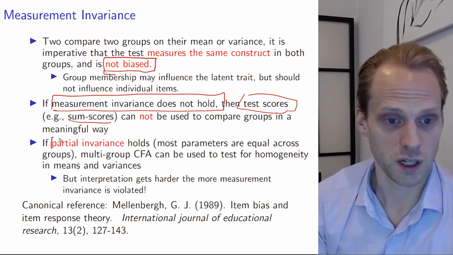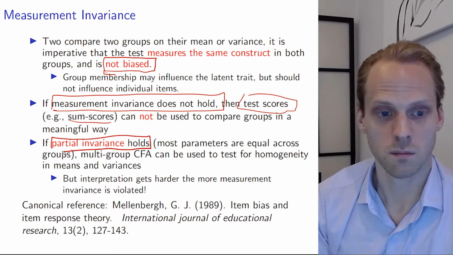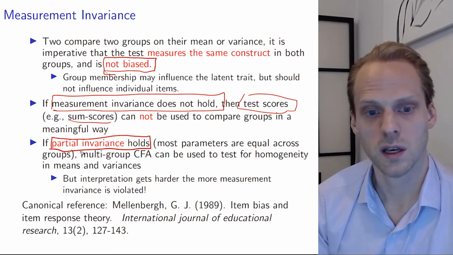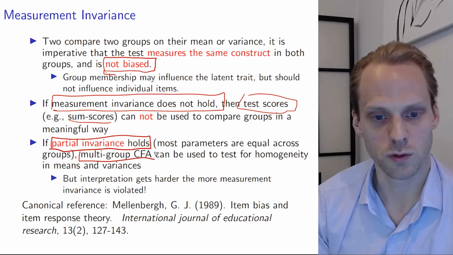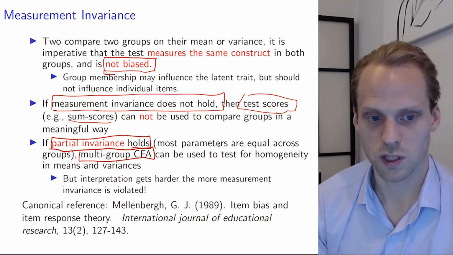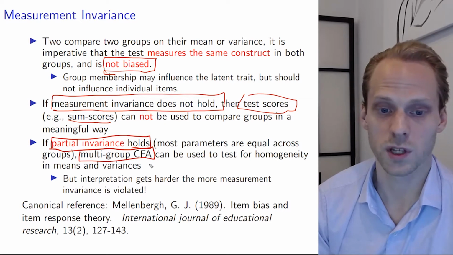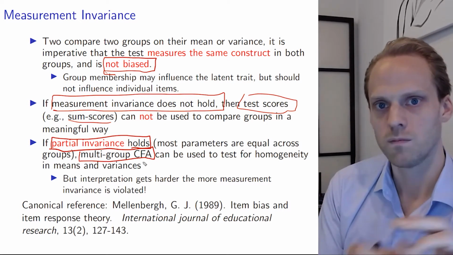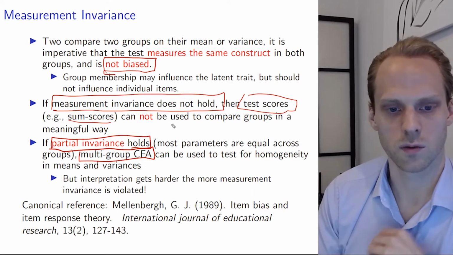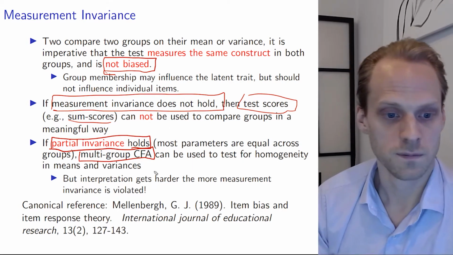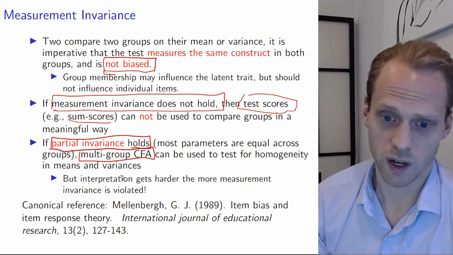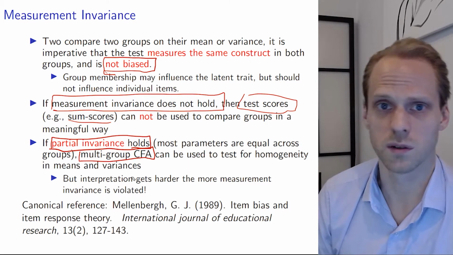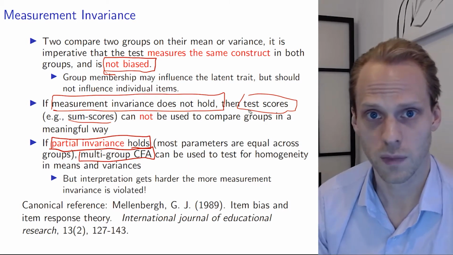If partial invariance holds, and that means that most items are not biased, but some might be, then we can still use multi-group CFA to test for these homogeneity hypotheses. It's a very powerful thing in CFA. We can actually take into account that some items might be biased a bit, and we can take it into account when testing for homogeneity. But the more that invariance doesn't hold, we have to really think, okay, we're really fitting a different model in both groups, and maybe this comparison isn't fair anymore.